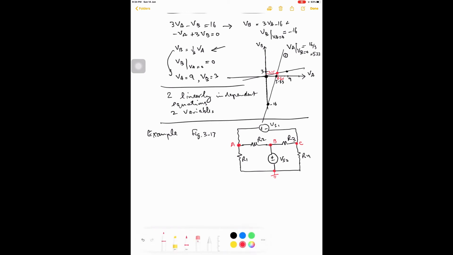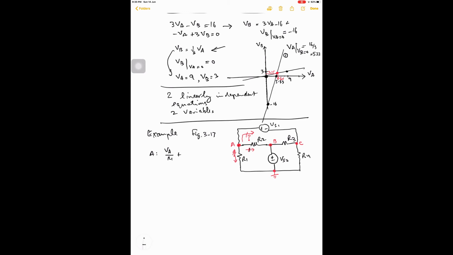In the circuit, if we try to write the node equation for node A, we will assume all the currents are flowing away from the node. What is this current? It is VA minus 0 divided by R1. What is this current? It is VA minus VB divided by R2. But what is this current? We don't know this current at this stage because there is a voltage source.